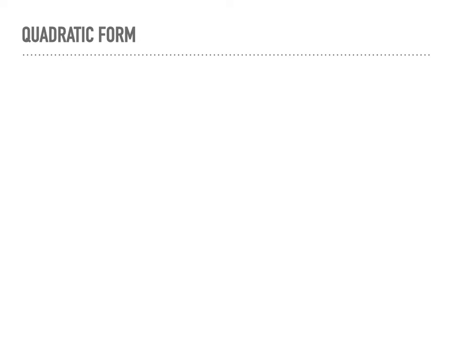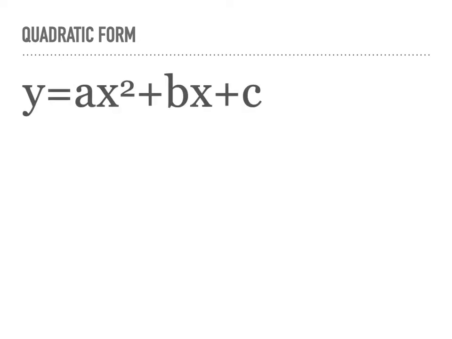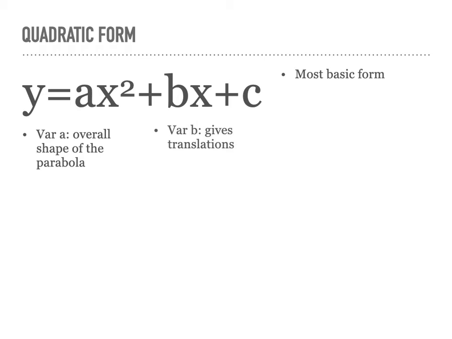Now let's start off with the quadratic formula, which is y equals ax squared plus bx plus c. Since there are many ways of writing the quadratic equation, this is known as the most basic form of writing it. Now let's break it down. The variable a determines the overall shape of the parabola, such as a vertical stretch or shrink. Variable b is similar to a, but it gives sometimes translations and makes the parabola larger or smaller, but still maintaining the same shape. And last but not least, variable c is a constant. It can be thought of as a y-intercept.